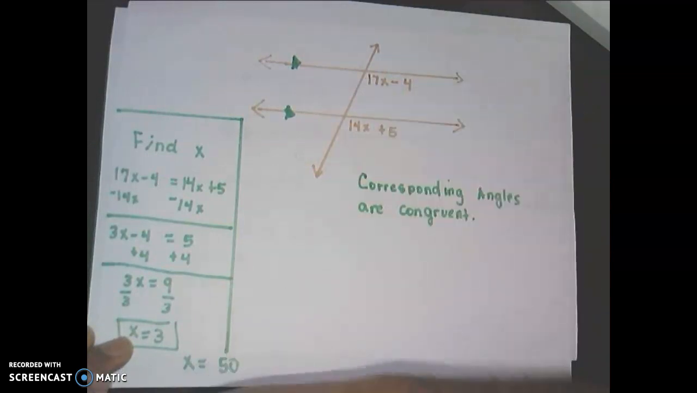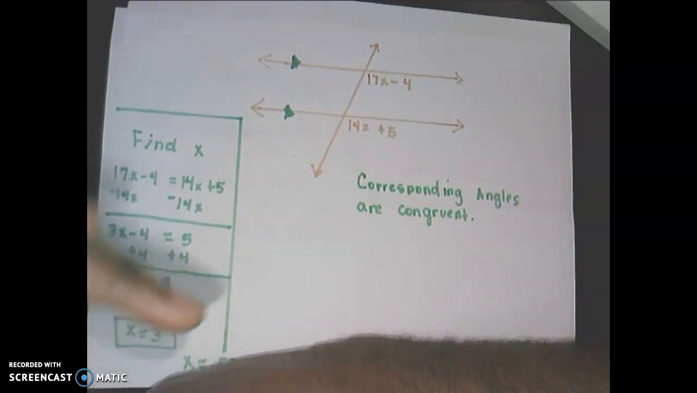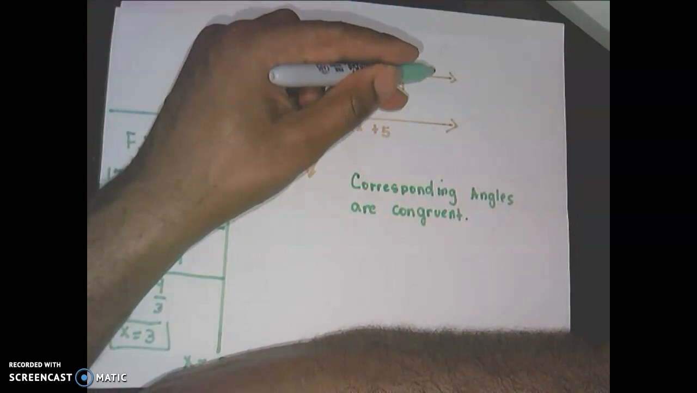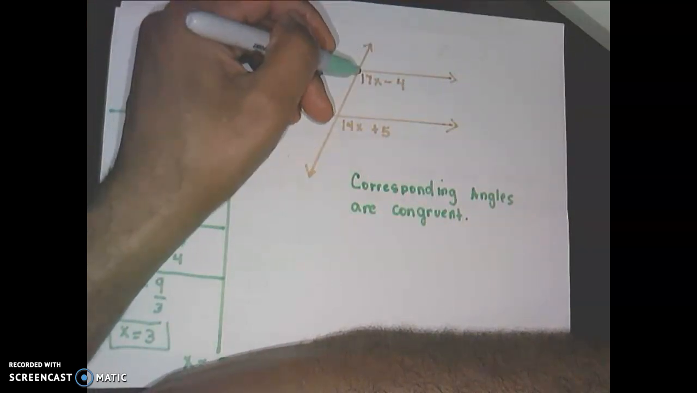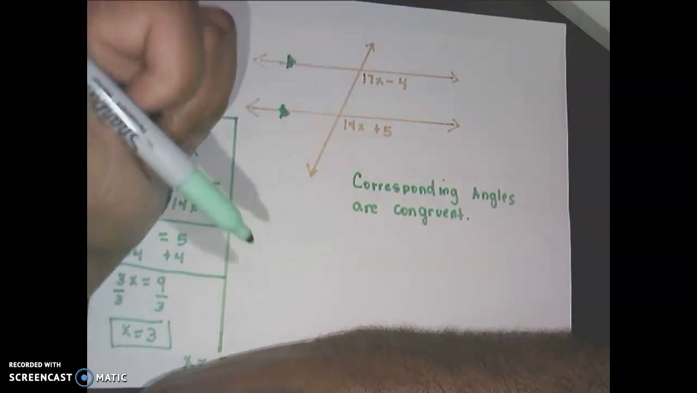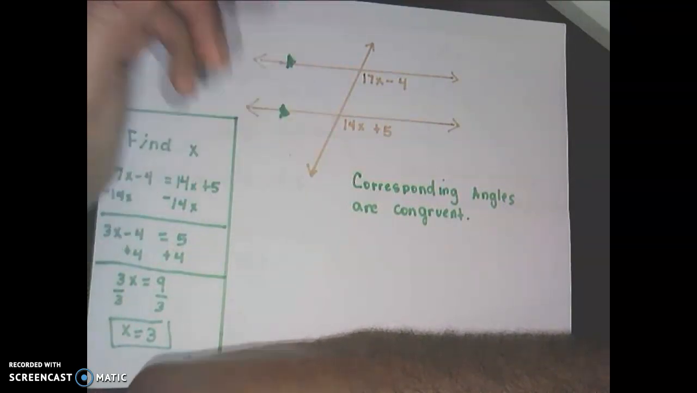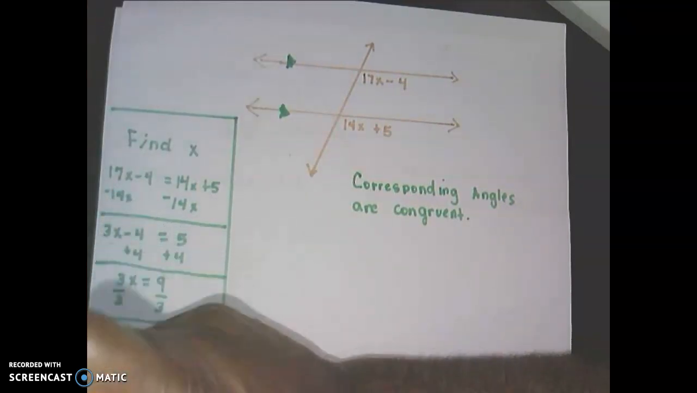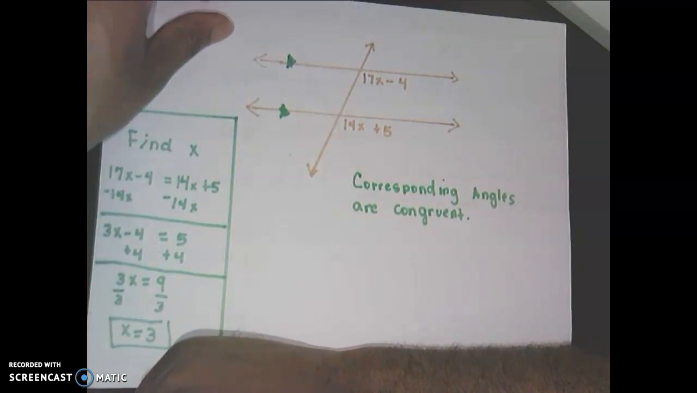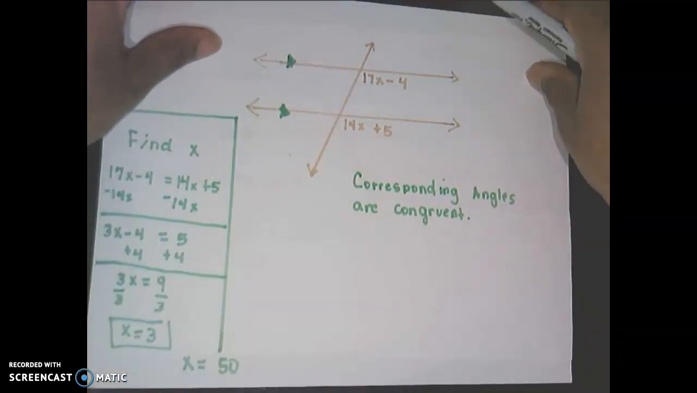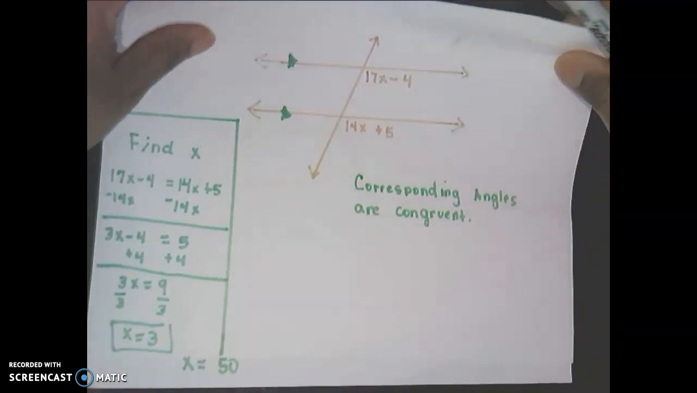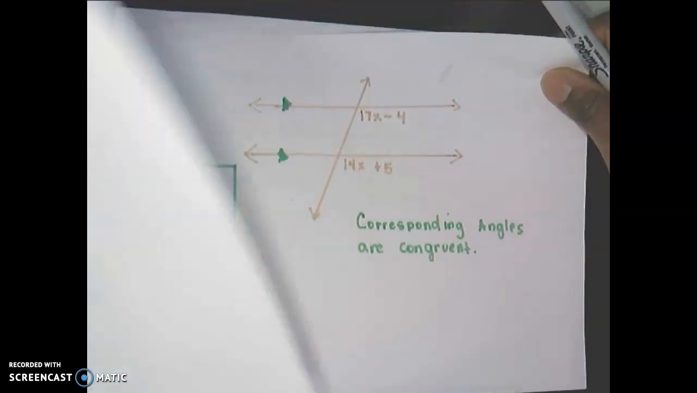These are corresponding angles because they're in the same location. This is under a parallel line, and this is located under a parallel line as well. So they do correspond. All right, and so let's look at, I think this is the last example. Yeah, this is the last example.